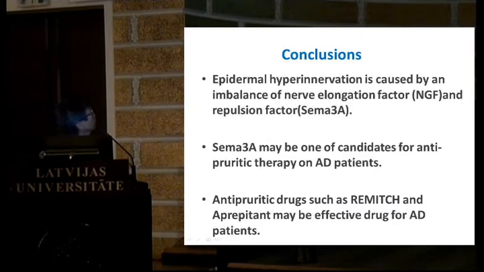In conclusion, first, epidermal hyperinnervation is caused by an imbalance of nerve elongation factors such as NGF and repulsion factors such as semaphorin 3A. Second, semaphorin 3A may be one of the candidates for antipruritic therapy in atopic dermatitis patients. Third, antipruritic drugs such as Remitch and aprepitant may be effective drugs for atopic dermatitis patients.